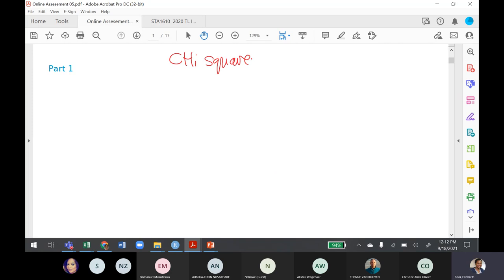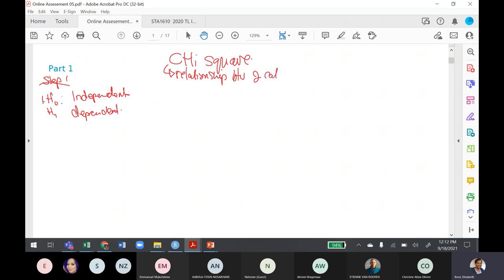With chi-square, because it's a hypothesis test, you need to know the 6 steps. You need to know how to state your null hypothesis and your alternative hypothesis. In the null hypothesis, we say the categories are independent, and your alternative will state that they are dependent, because chi-squared tests the relationship between two categorical variables.